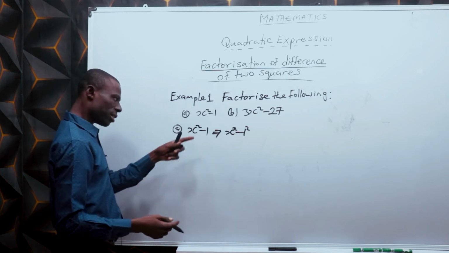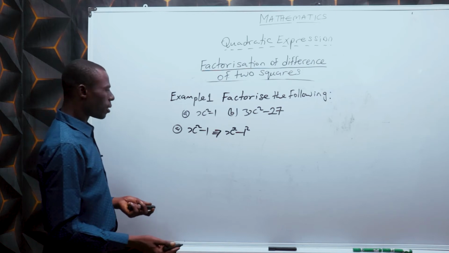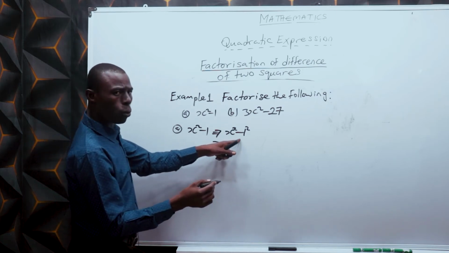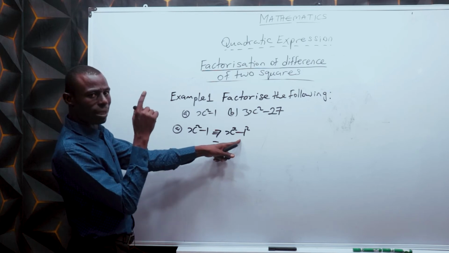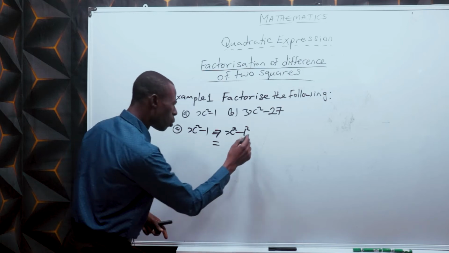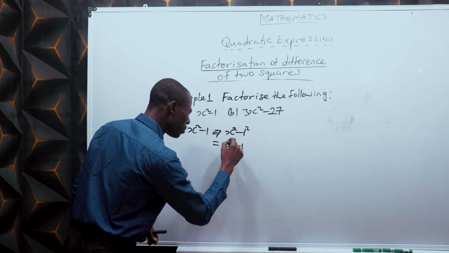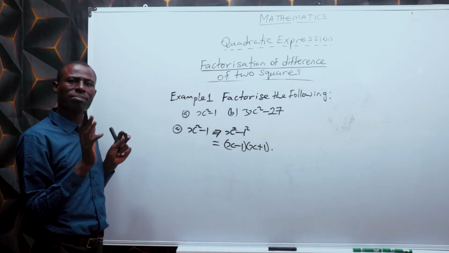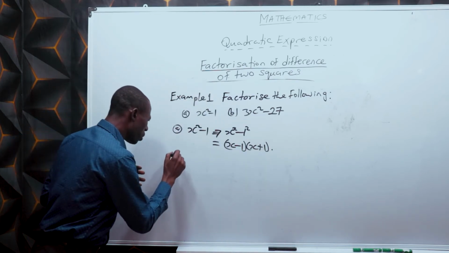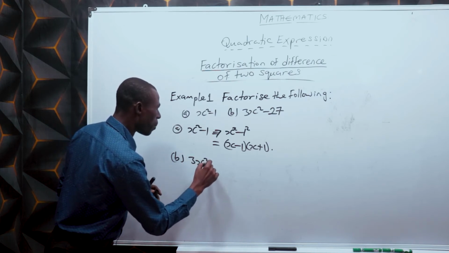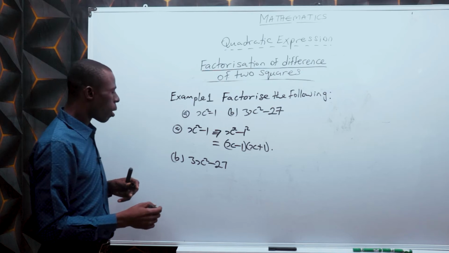Now, minus 1 squared is the same thing as this. You now remember the format that you go with this. Remember a squared minus b squared is equal to a minus b into a plus b. So this also will be x minus 1 into x plus 1. It's as simple as that. That's all. Question B, which is 3x squared minus 27.